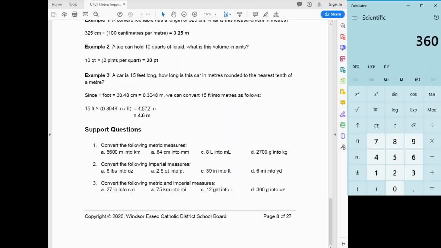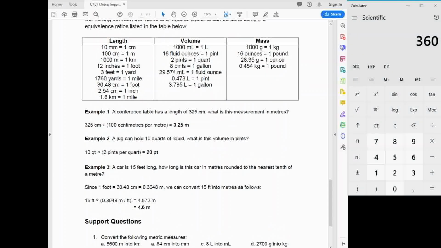And then 360 grams into ounces. I'll have to check this one because I'm not too familiar with it. 1 ounce is equal to 28.35 grams. So if I have 360 grams and I divide it by 28.35 grams per ounce, I end up with about 12.7 ounces.